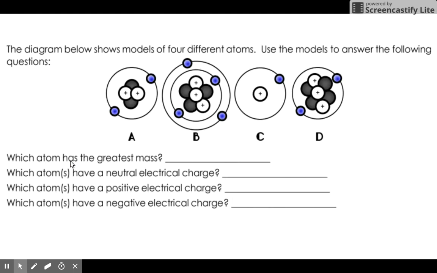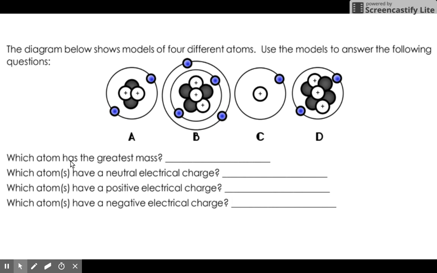Let's go to our next section of this atomic structure portion of your paper today. The instructions read, the diagram below shows models of 4 different atoms. Use the models to answer the following questions. So if I look, I'm looking at 4 different atoms or 4 different Bohr models. The first question asks me, which atom has the greatest mass?